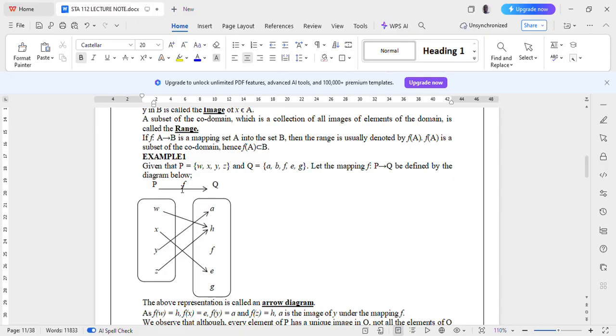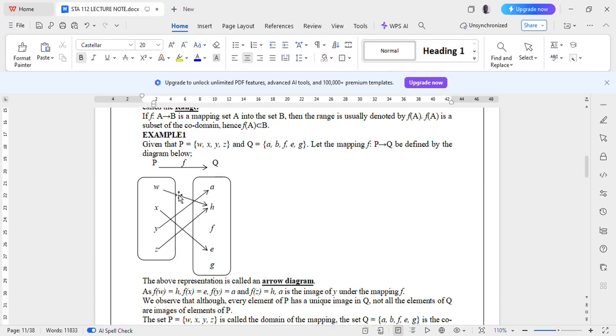Now let's go into the illustration so that you understand it better. Look at the diagram below, example 1. Given that P is a set, don't forget it is contained in curly brackets, as I've mentioned in the earlier class. Likewise Q. The elements in P are W, X, Y, Z. The elements in Q are A, H, F, E, G. So let the mapping P to Q be defined by the diagram below. This is the arrow diagram I've mentioned before.